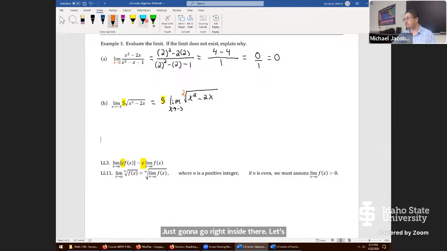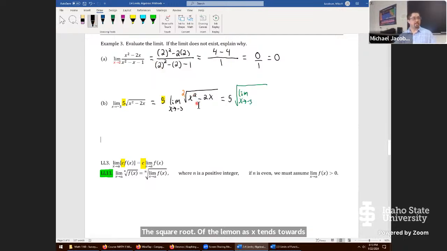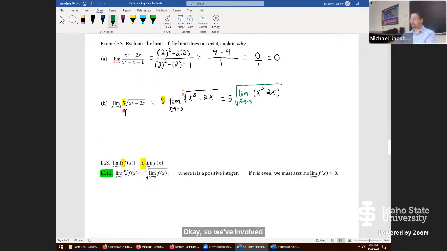Let's show that step right away. Let's show it in green as well. I think that's a tricky looking limit law. This is going to be equal to 5 times the square root of the limit as x tends towards -3 of this inner function, x squared minus 2x. Okay, so we've involved 2 laws. Limit law 3 took care of the constant, which was a distraction. Limit law number 11 took care of the square root, which is a major distraction.